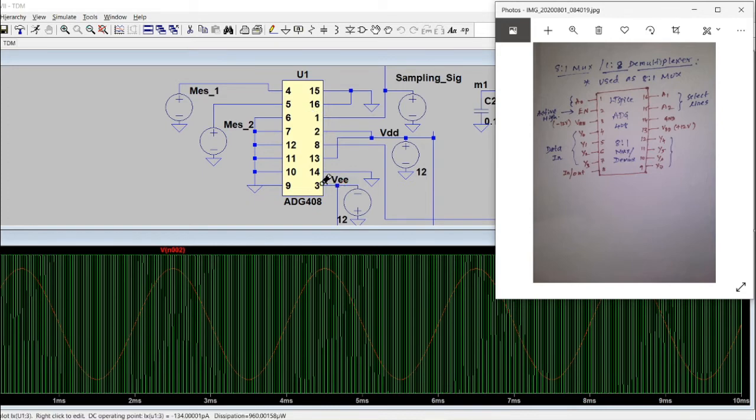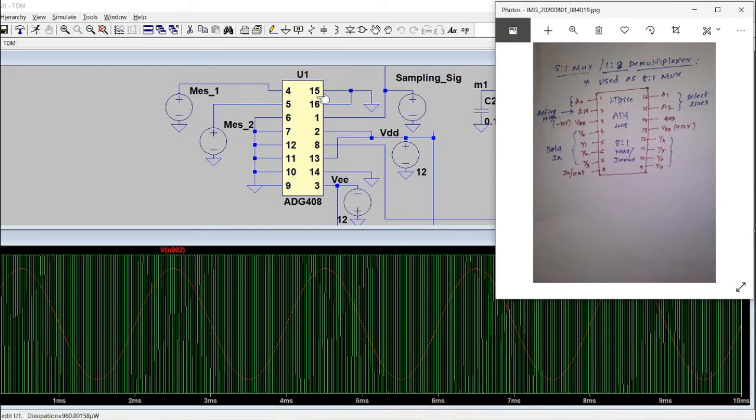So VEE is pin 3, that is minus 12 volt, plus 12 volt is our VDD, which is pin 13, and 4 and 5 are Y0, Y1. You can see over here 4 and 5 are Y0, Y1. All other inputs 6, 7, 12, 11, 10 and 9 are the other inputs which I have grounded. We are not using these. Only 2 waves we want to multiplex onto a single channel, which is pin number 8. Okay, so this is about the connection.